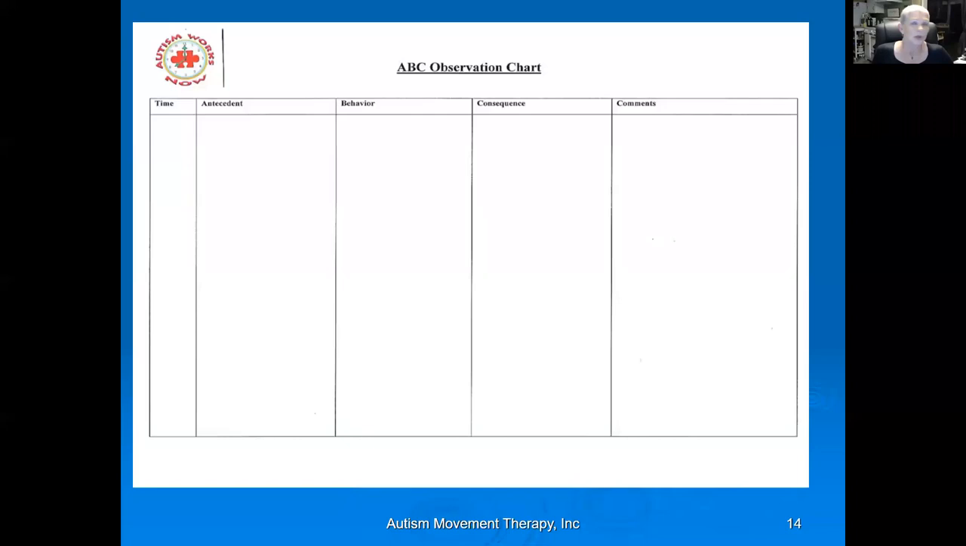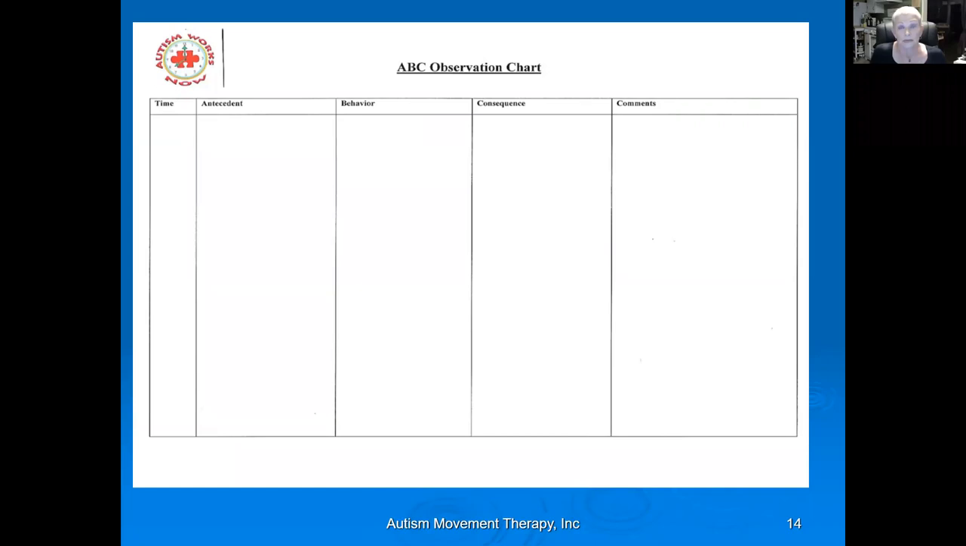Now, everyone who knows me knows I'm a big data person. I take lots of data before I determine what the function of that behavior is for that child in that setting. This is an ABC observational chart. What is that? What does ABC stand for? Antecedent, behavior, consequence, and then there's a little area to write comments.